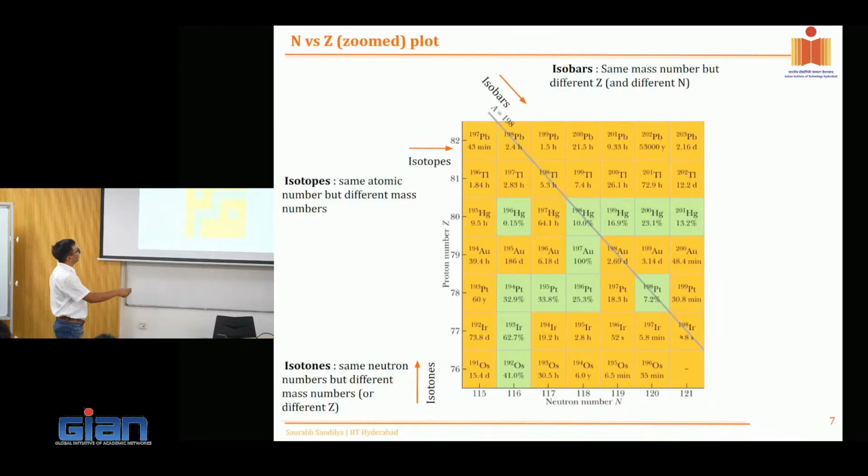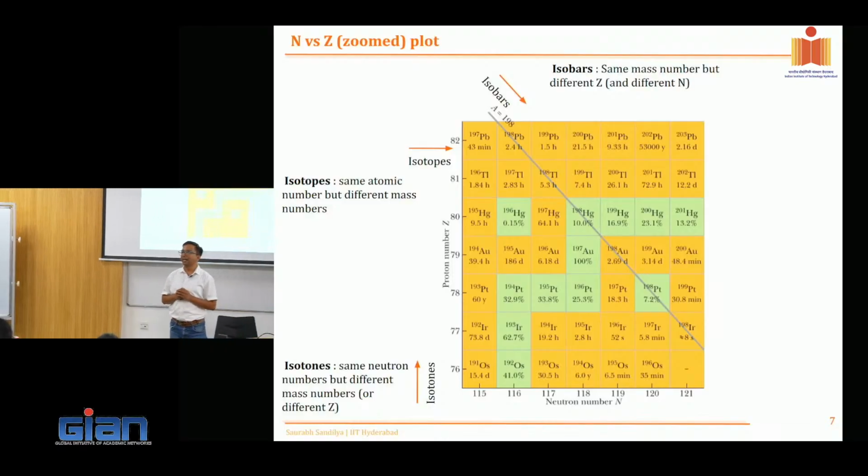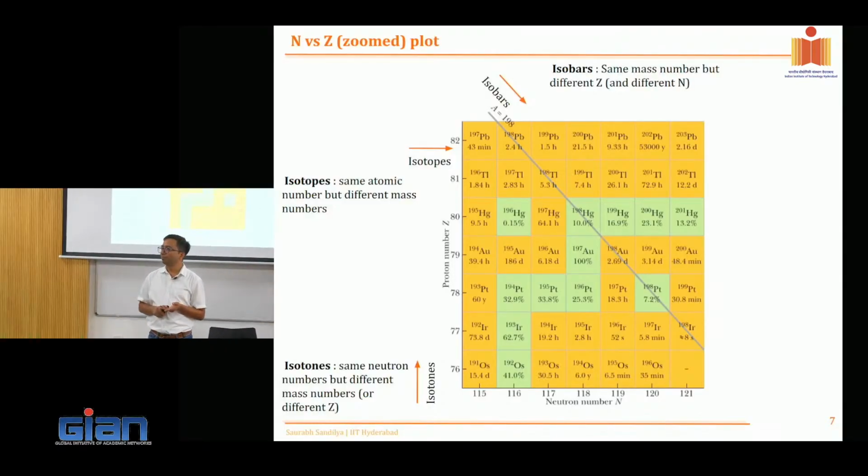If you put a vertical line, these are isotones. The neutron number is constant, and the proton number, the elements, keep changing, so mass numbers are different. If you put a diagonal line, that becomes an isobar: the mass number is constant and the neutron and proton numbers are changing. Very clear, nothing fancy. So you should understand what isobar, isotope, and isotones are.